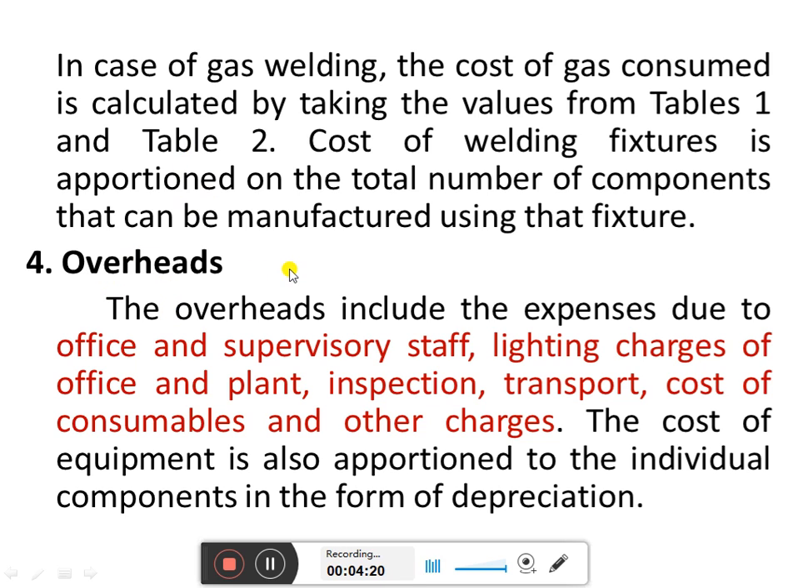And overheads include the expenses due to office and supervisory staff, lighting charges of the office and plant, inspection, transport, cost of consumables and other charges. So these come under overhead cost.